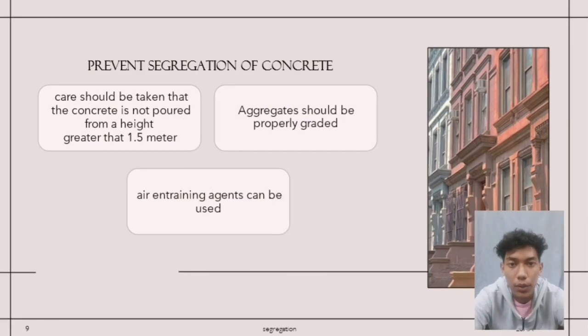In order to prevent segregation of concrete at the time of construction, especially while using a transit mixer, care should be taken that the concrete is not poured from a height greater than 1.5 meters. Other than that, aggregate should be properly graded as it will prevent segregation. And lastly, to improve the viscosity of concrete, which prevents segregation, an anti-segregation agent can be used.